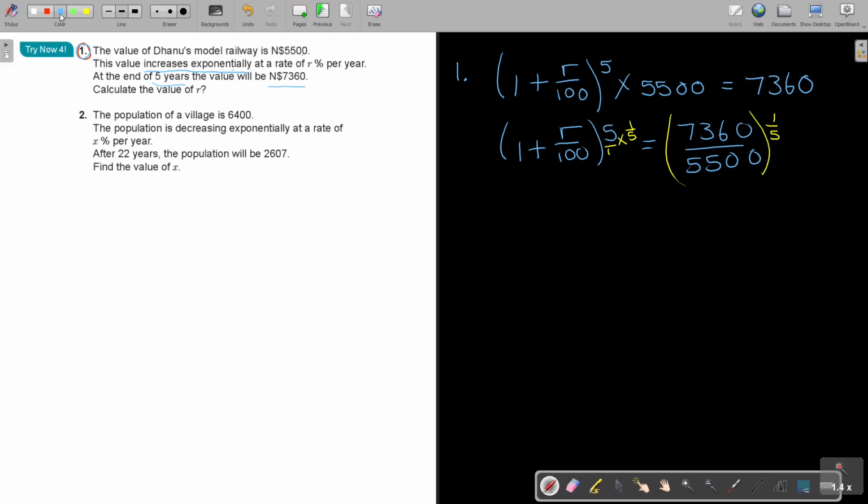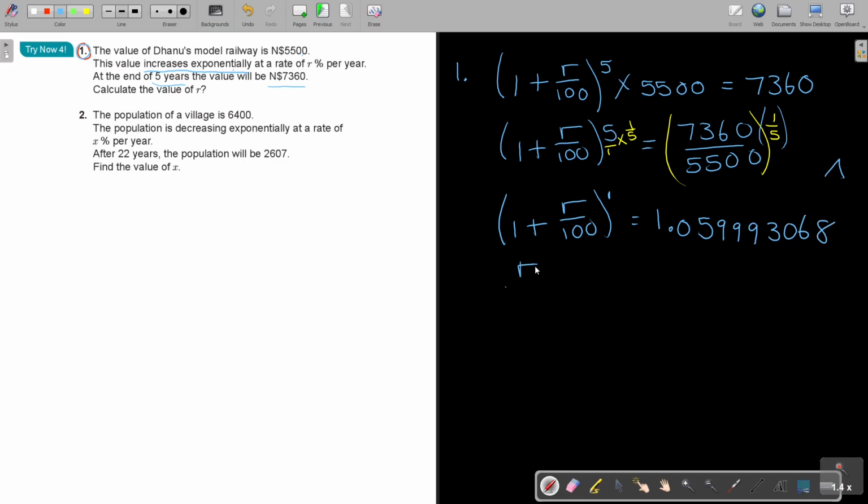Okay, so I'm going to get 1 plus R over 100. That will become 1. That's what I want. I press on my calculator, bracket 7360, divide 5500, close the bracket. To the power, and then put a bracket. Okay, so bracket 1 divide 5, close the bracket, and that's how you do it. So then I get 1.059993068, and write the full calculator display. Okay, and now I'm just going to simplify.